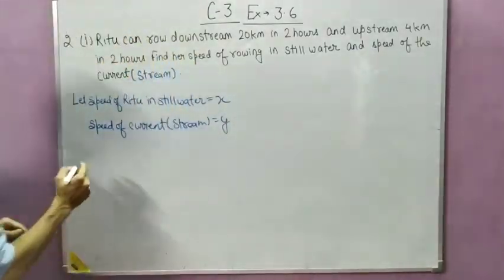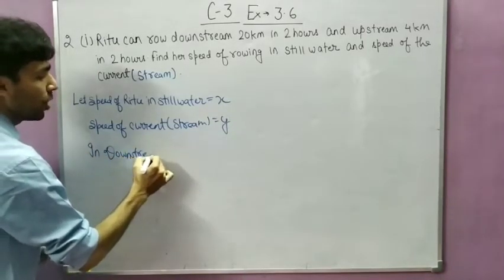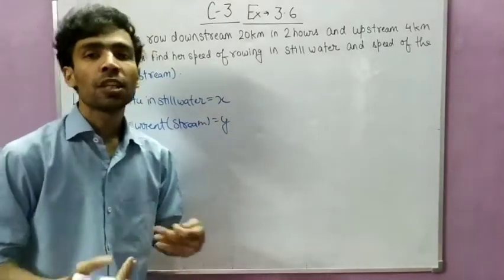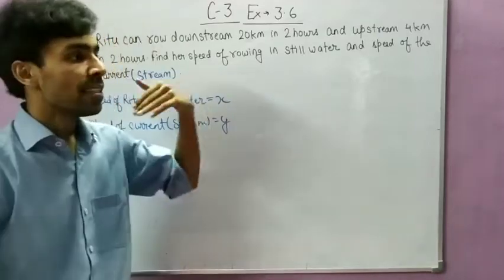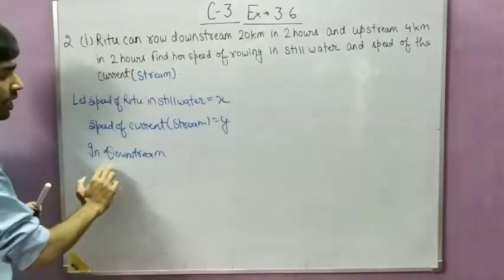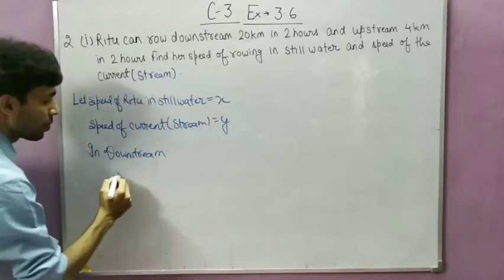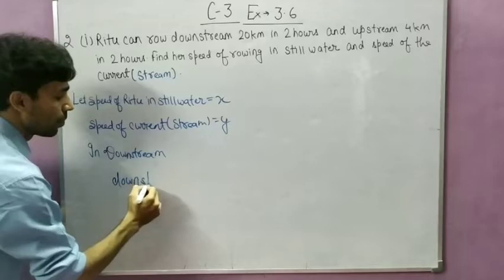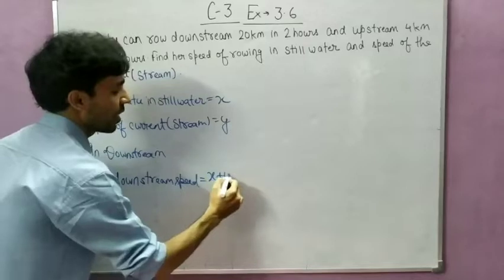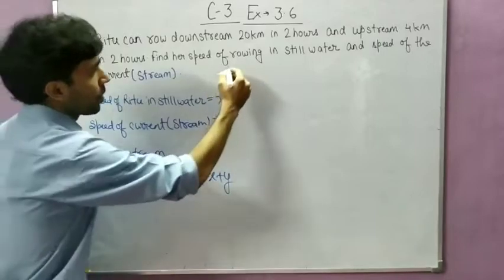First we will assume the case of downstream. In downstream, the speed is equal to the sum of the speed of the boat plus the speed of current, stream. So in downstream, the speeds of both will be added. So downstream speed is x plus y. First we write that of the boat, then we write that of the current.